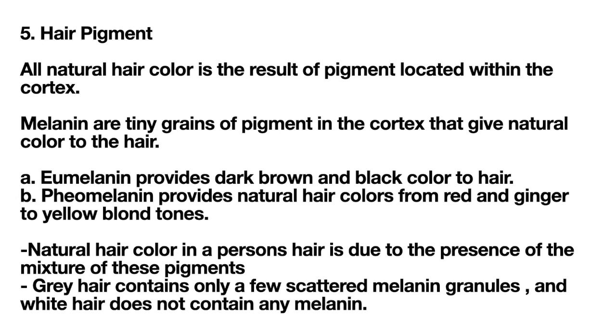Hair pigment. All natural hair color is the result of pigment located within the cortex. Melanin are tiny grains of pigment in the cortex that give natural color to the hair. We have eumelanin, which provides dark brown and black color to hair.